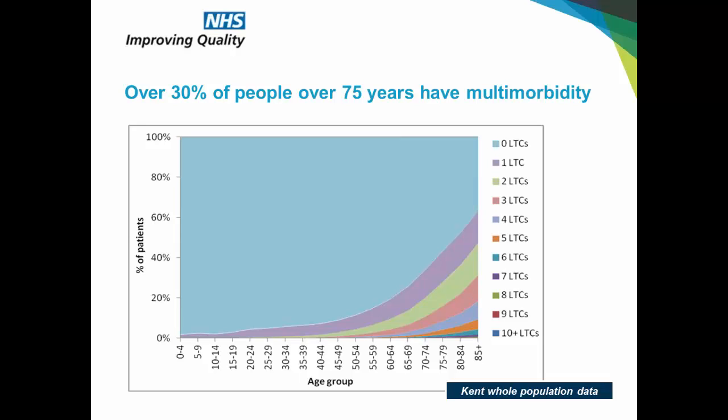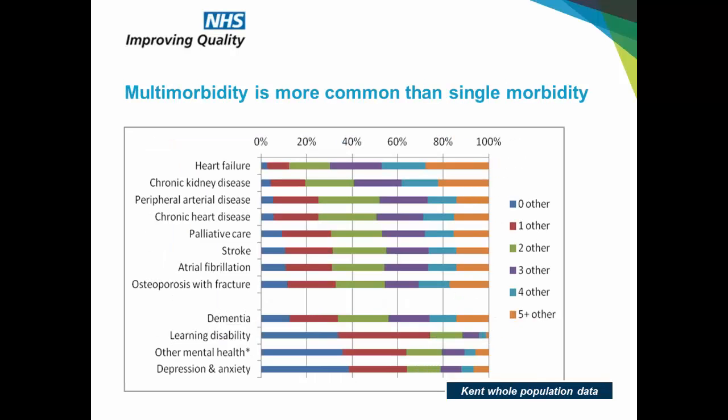What we're seeing is that about 30% of people over 75 years have multiple morbidity, and you can see how the number of long-term conditions, or chronic diseases, increases with age. Now, this has been tested in Somerset. It originally was produced by the Scottish School of Primary Care. So, you know, this has been tested in many places, and we get similar results.